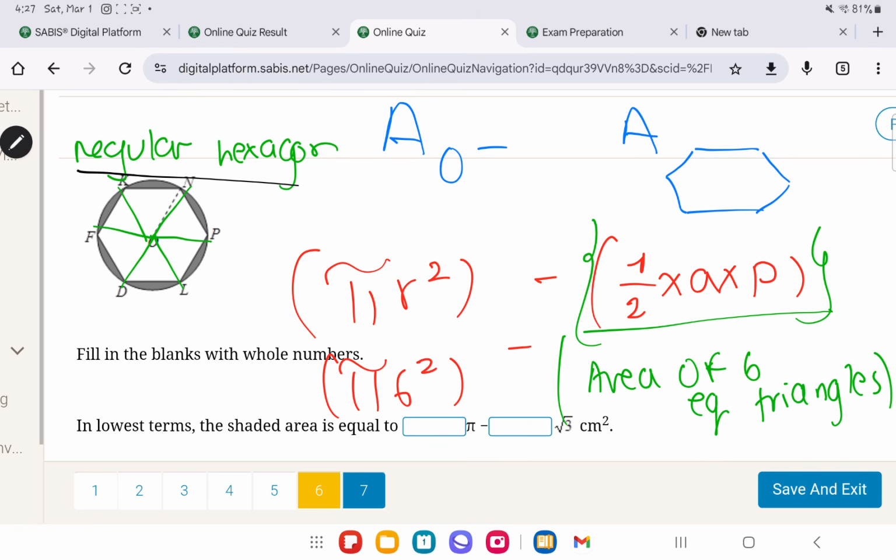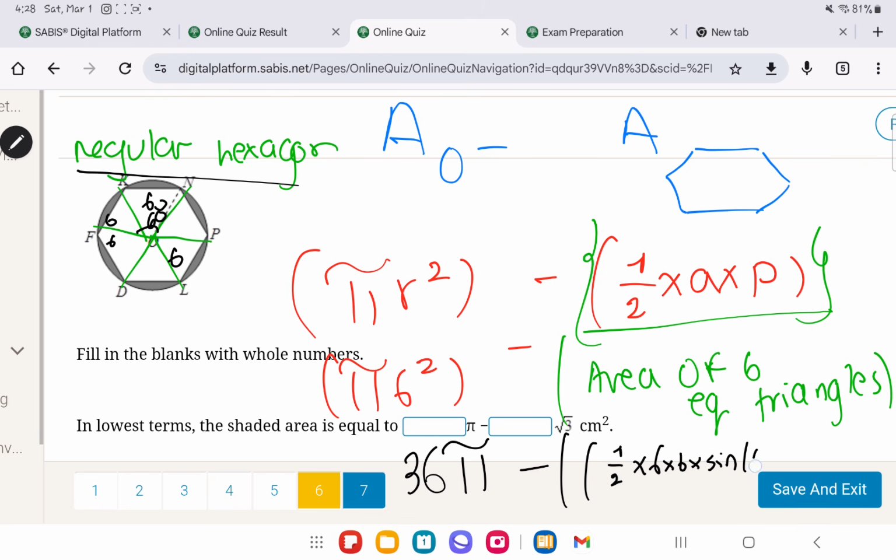Now, this becomes 36 pi, and now the area of 6 equilateral triangles. We know that the radius is 6, so each side is going to be 6, and the angle is going to be 60 degrees. The area of any triangle is 1 over 2 times side times side times sine of the angle in between them. But, my bad, because we have 6 of these, we will multiply it by 6.